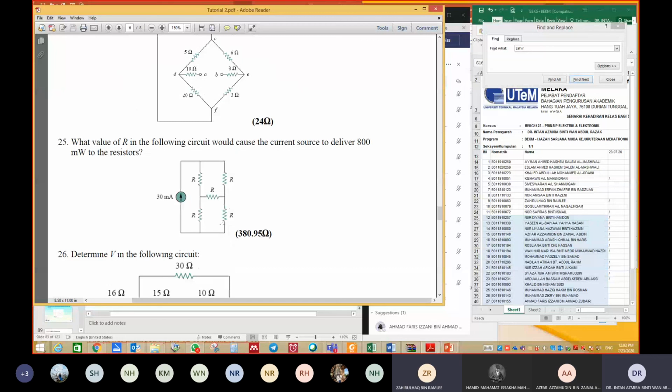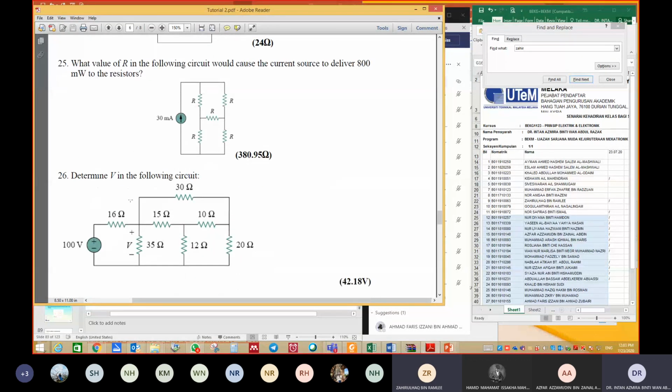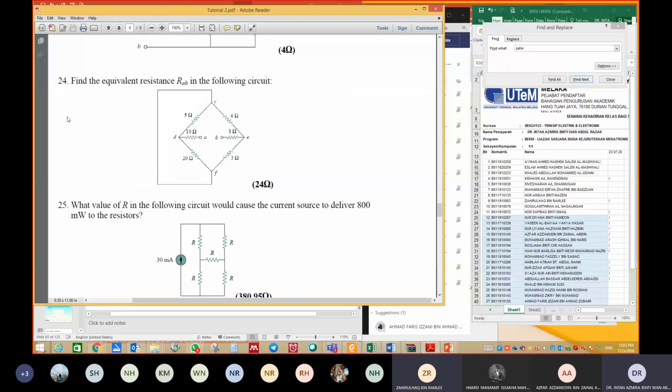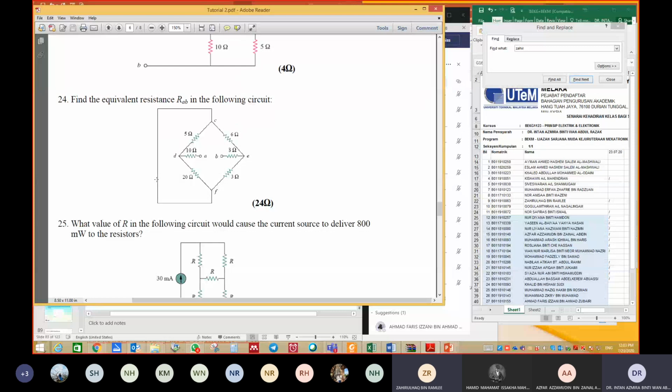25. You cannot find 25. For the following circuit will cause the current source to deliver. Because this is star delta transformation, we will learn it next week, inshallah. Okay. Up until 24 you can solve. 25 you cannot solve because yes, you can solve because you have learned it last 2 years, right?